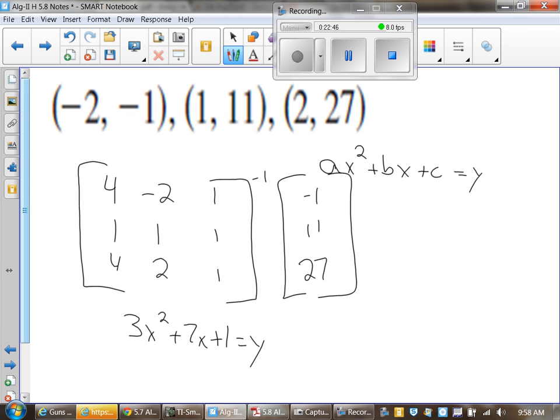All right, here, remember, once again, shortcut. This column is x squared, this column is x, this column is always 1, this column is your y's. That is the easiest way to remember that one.